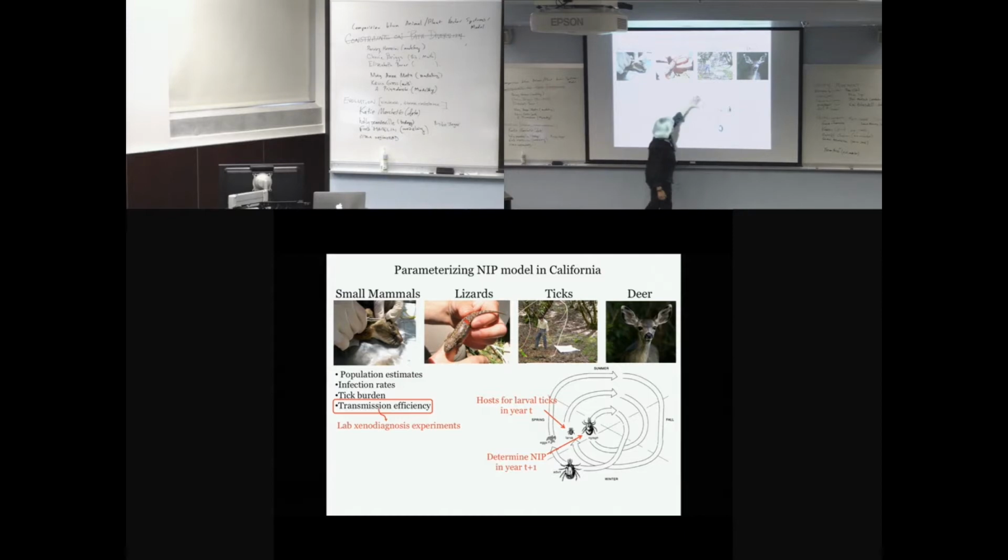And from that, figured out for the host that the larval ticks were feeding on in a given year, tried to figure out what the nymphal infection prevalence was the following year. And so this is actually a model where if we have the model right, it has to work, doesn't it?